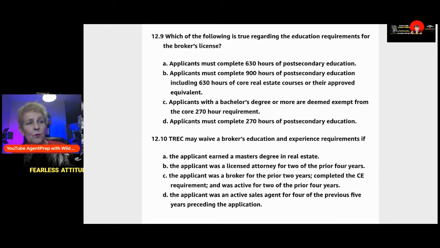The applicant was a broker for the prior 2 years, completed the continuing education requirements, and was active for 2 of the prior 4 years. Okay, so they were a broker. They still have to get their continuing education, right? Because we have to do that every 2 years. However, they were active 2 of the prior 4 years.